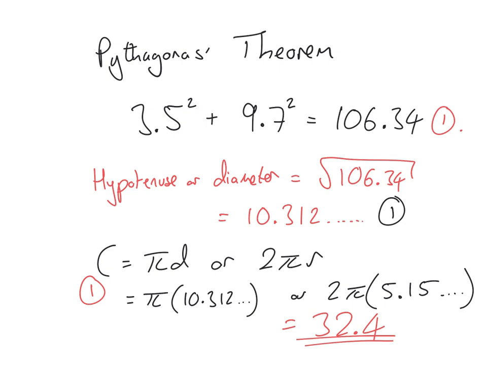After you've used that, if you get 32.4 for 3 significant figures, that gives you all 4 marks for this question.